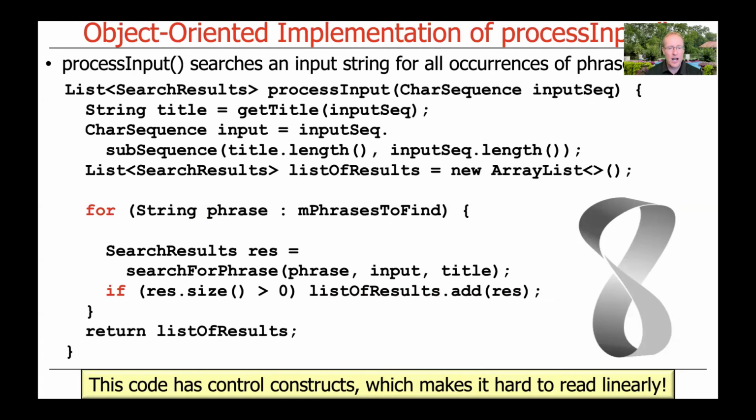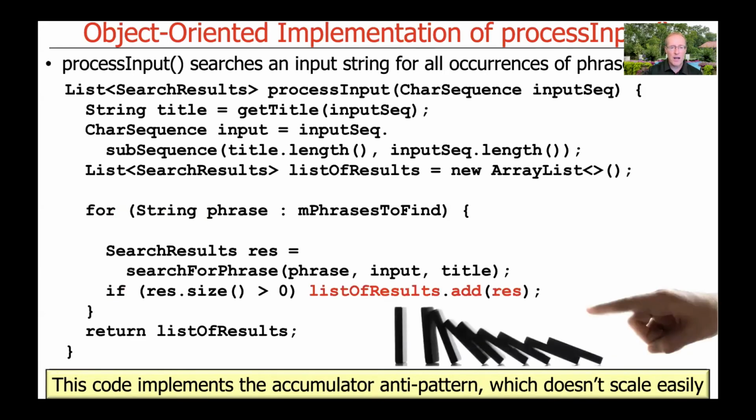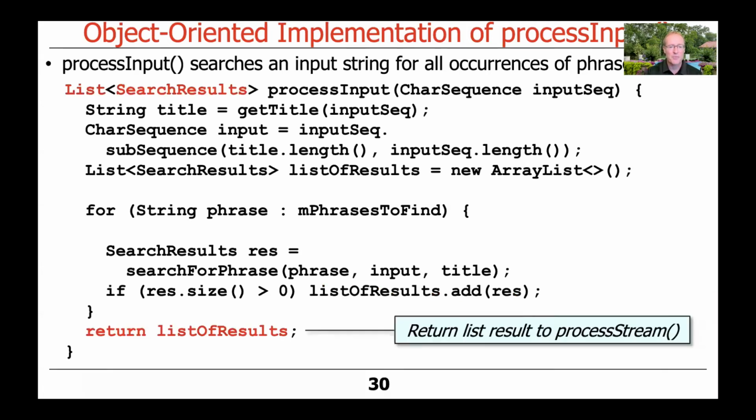One of the things that makes this code complicated is it has control constructs. So you have to kind of play runtime system to figure out the flow, and that can be a little bit daunting. This is pretty easy code, but as we would see in more complicated code, you'd have to keep track of loops and nested if-else statements and so on. So that's one of the problems. And then, of course, the other problem here is it implements that accumulator anti-pattern I talked about before. So it's inherently sequential without a lot of extra surgery. It returns a list of search results back to the caller, which, as we saw, was the ProcessStream method.